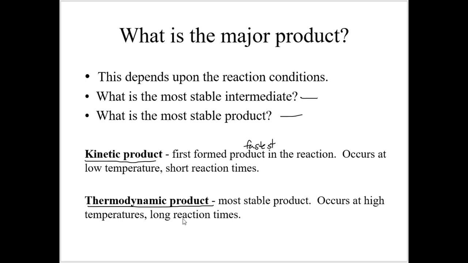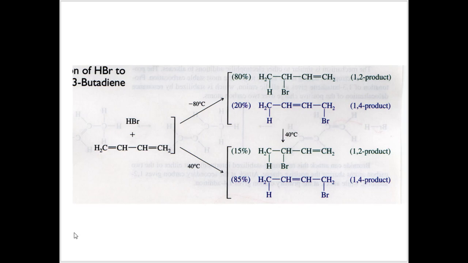Okay, now to show you an example, here is some experimental data. If we take that exact reaction and we did this at minus 80 degrees, which would be a low temperature, or we did this for like 10 minutes, a short reaction time, we would get 80% of the 1-2 product, and 20% of the 1-4 product. But if we ran the reaction under a higher temperature, our high temperature conditions, and we ran this for something like 24 hours, we would get a complete reversal of the major product, so that the 1-4 product would be 85% and the 1-2 product would be 15%.